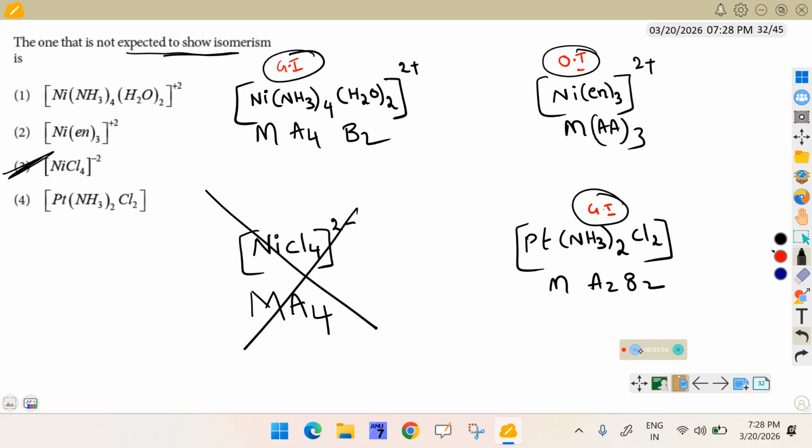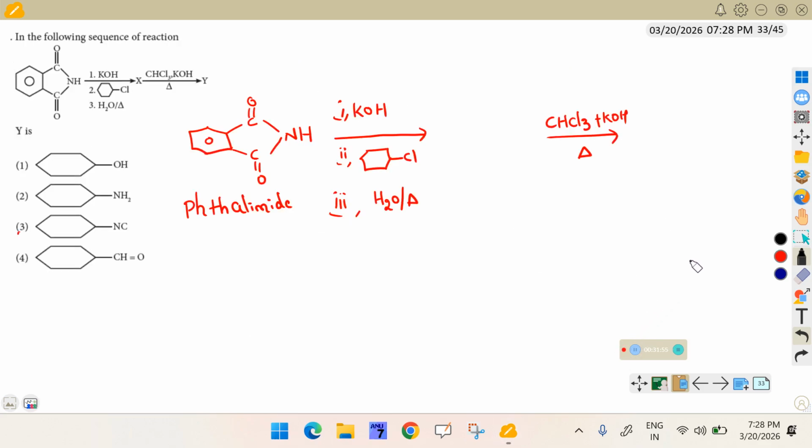See, the reaction is given. The reactant is phthalimide. The reaction is considered as Gabriel phthalimide synthesis.